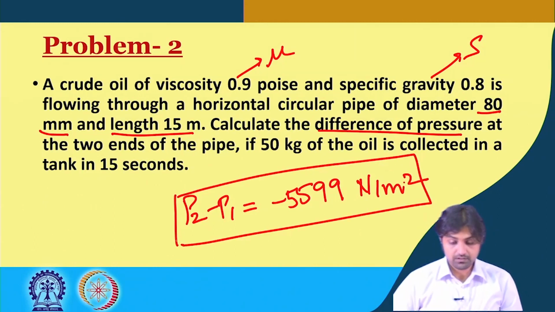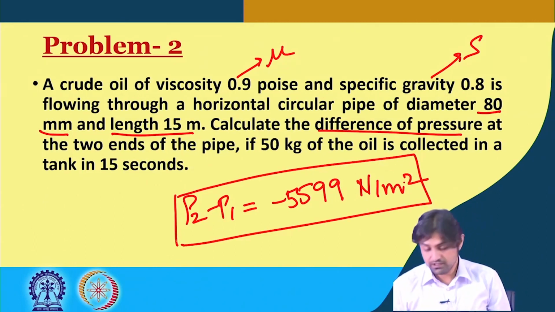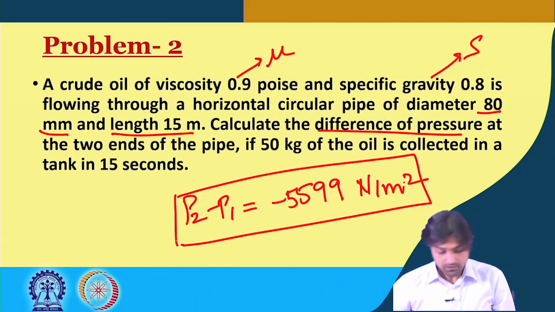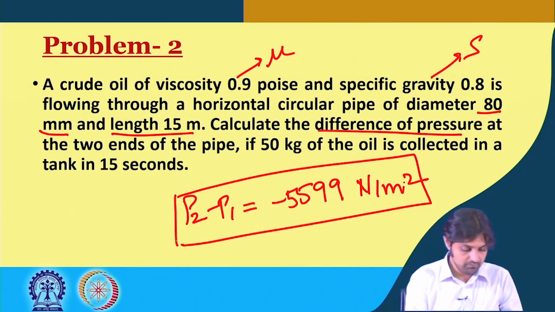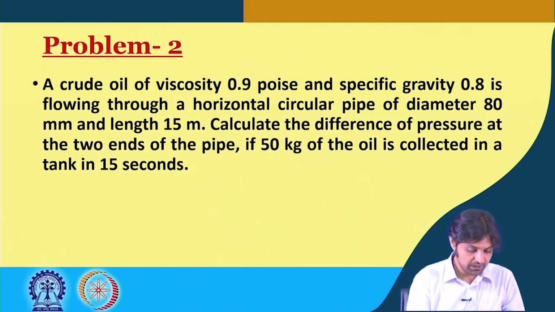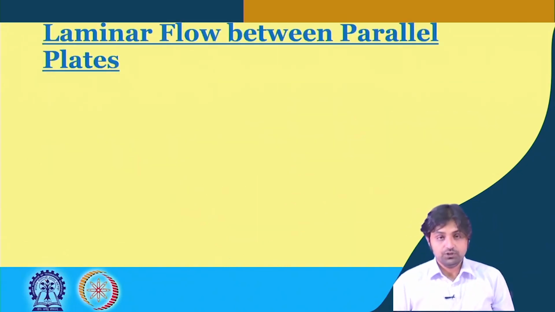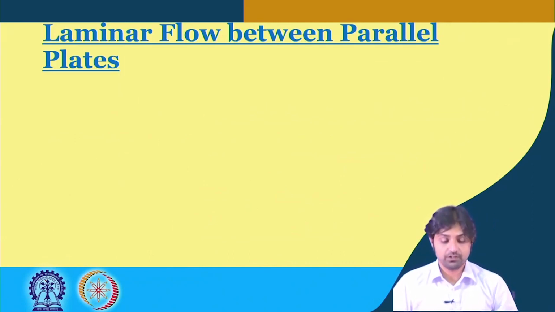So, this is how we solved a detailed solution. I will take down this ink. Now we have done the laminar flow through the circular pipe. Now, we are going to see the laminar flow between parallel plates.